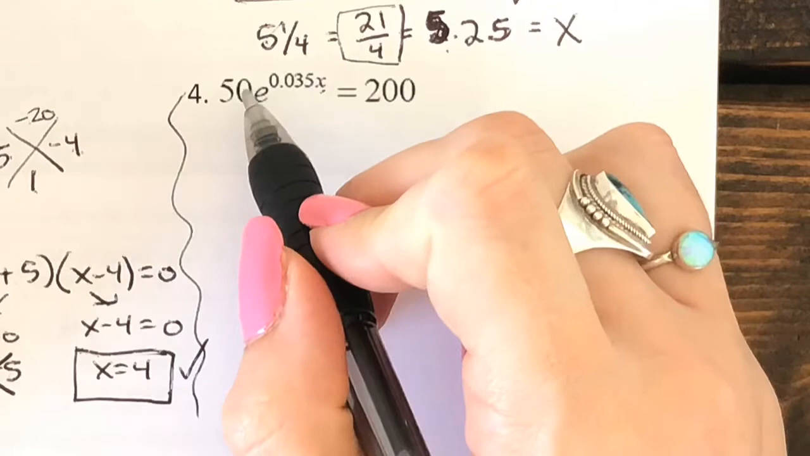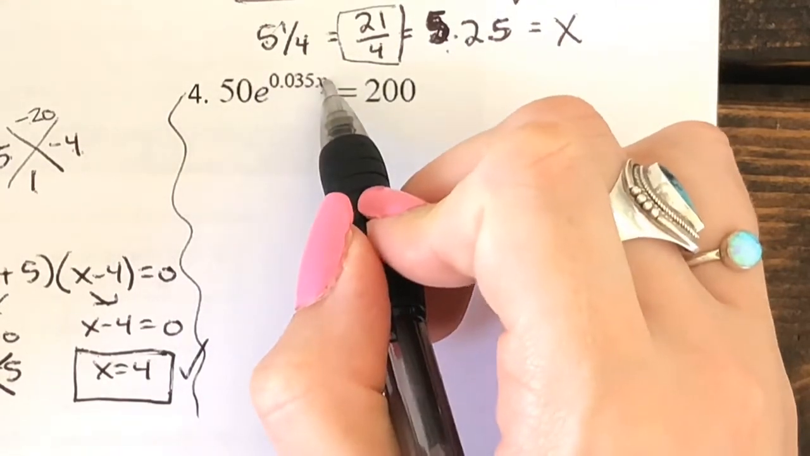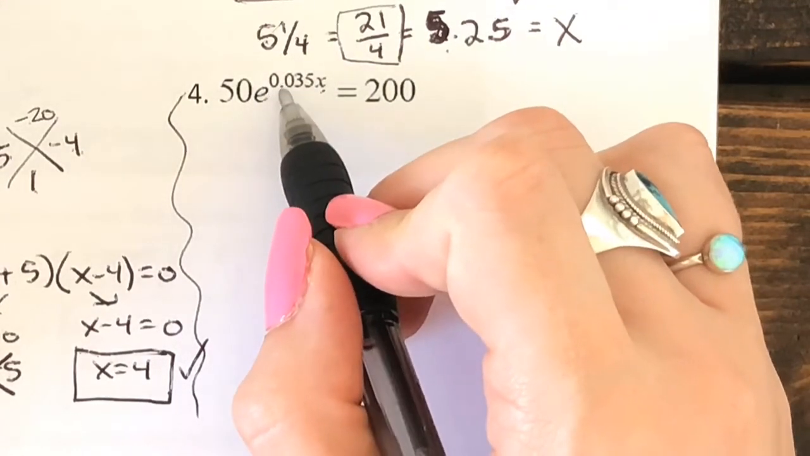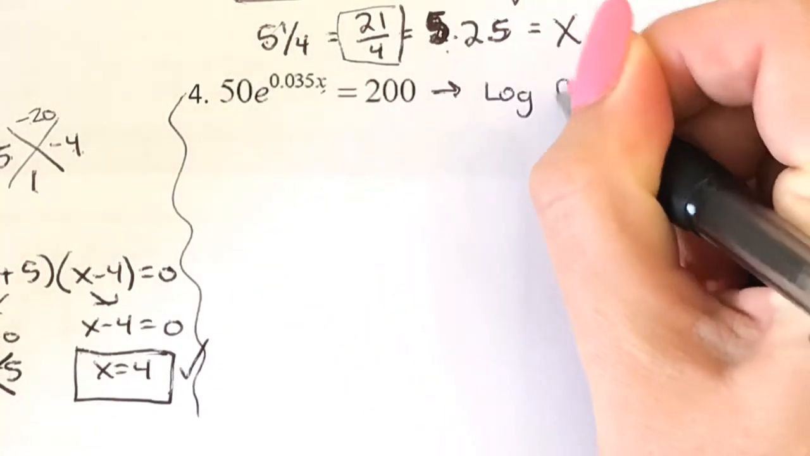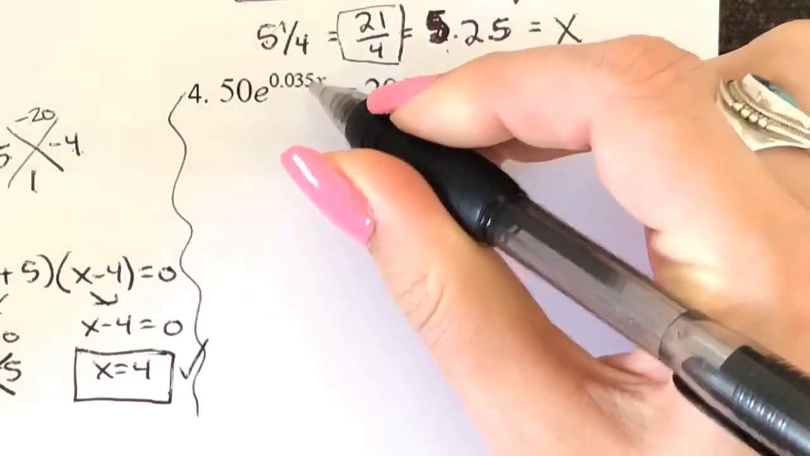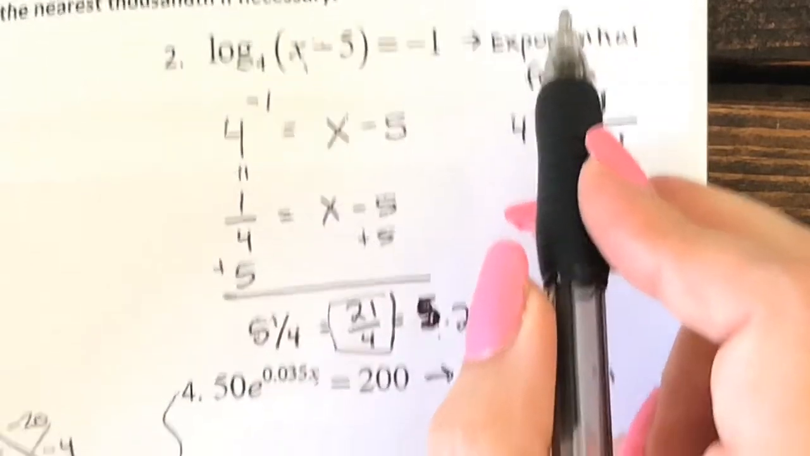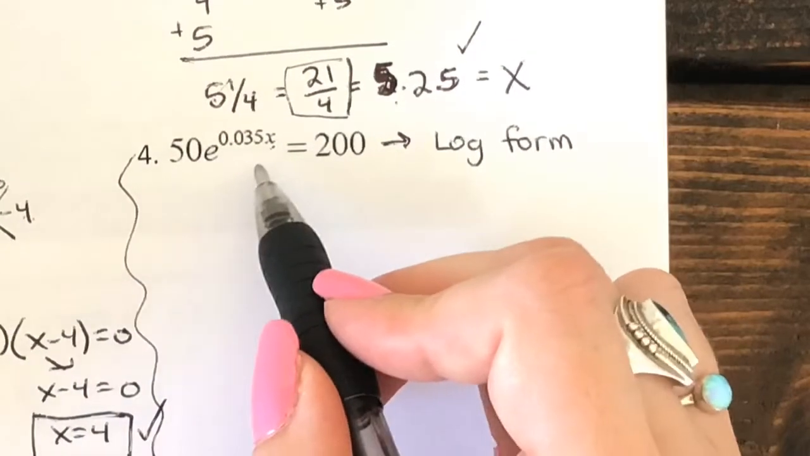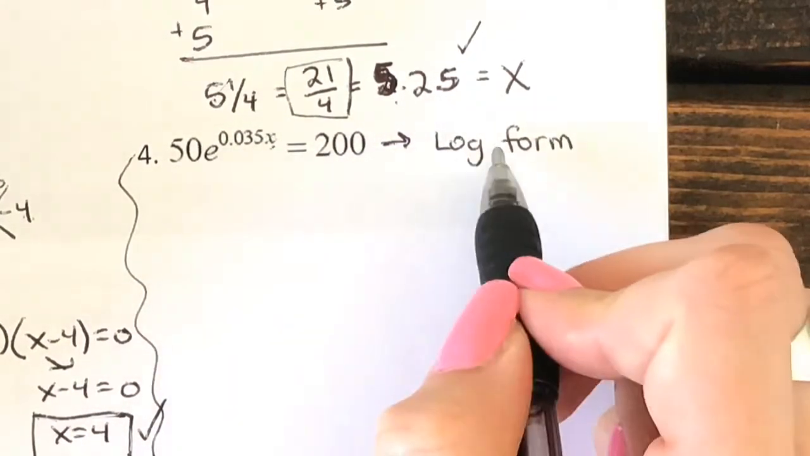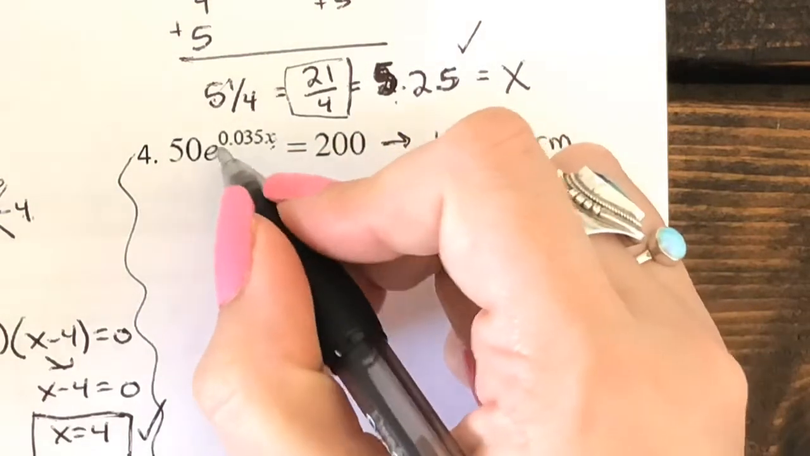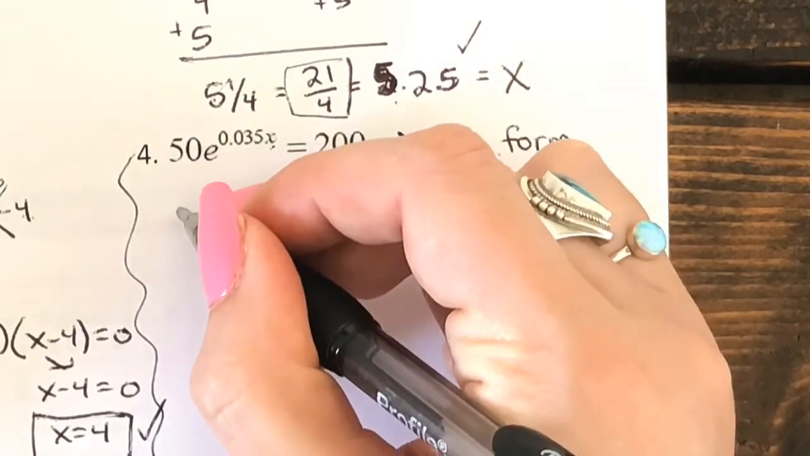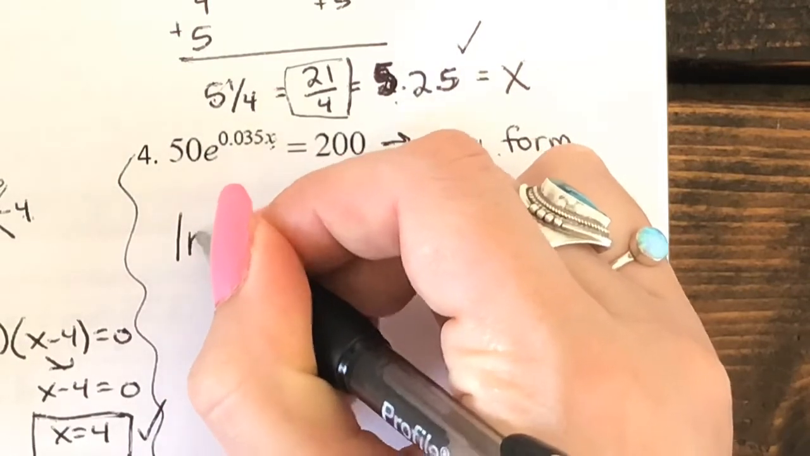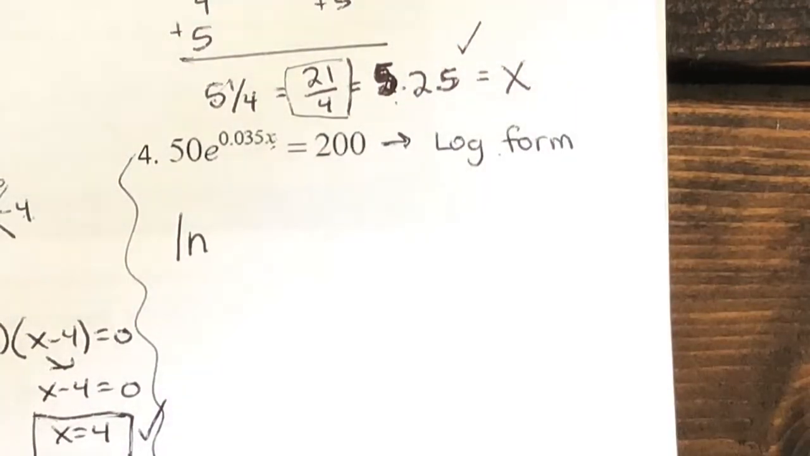So you'll also notice when x is in the exponent, you're going to want to go from exponential form into logarithm form. We want to get that x out of the exponent. Just like on this one, how we went from log form to exponential form, on this type of problem, to get the x out of the exponent, we want to go to log form. So it is a base e. Remember, e goes with the natural logs. So you end up with the natural log for that.